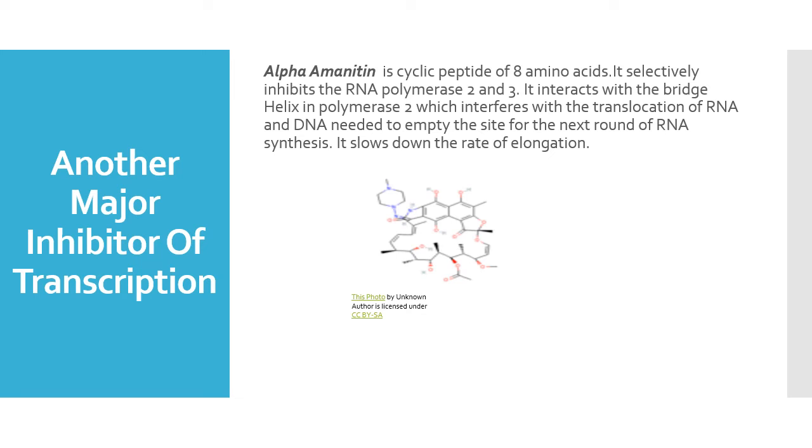Alpha-amanitin. This is another major inhibitor of transcription. It is a cyclic peptide of 8 amino acids, and it selectively inhibits only RNA polymerase 2 and 3. It interacts with the bridge helix in polymerase 2. This then interferes with the translocation of RNA and DNA, which is needed to empty the site for the next round of RNA synthesis. This leads to slowing down of the rate of elongation.